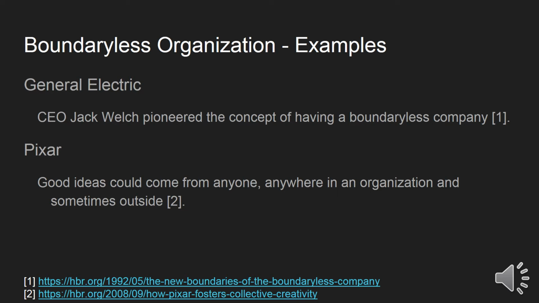Now, Pixar is all about fostering creativity in their company, and a boundaryless organization helps them to foster that creative environment. Associates from Pixar work with each other across departments and teams, and they even will work with communities, bringing their ideas and coming up with new ideas in those communities. Both companies may not have a 100% boundaryless organization, but they each strive to follow the basic principles of one.